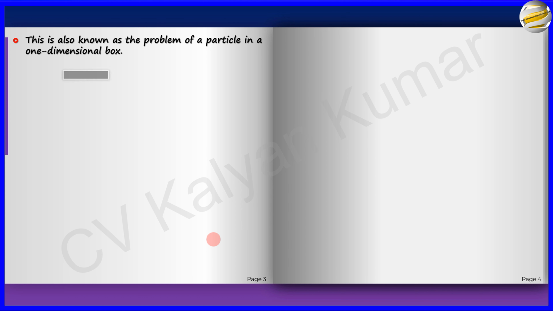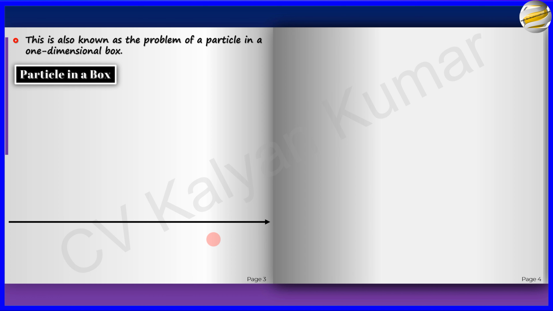This is also known as the problem of a particle in a one-dimensional box. This is the simplest one, so we call it particle in a box. Let's imagine this is my x-axis and this is my energy axis. This is x equal to 0, my x coordinate. I'm taking only a single dimension. Here is x equal to a, some value a. So my boundary is 0 to a. And I have a particle inside this box.